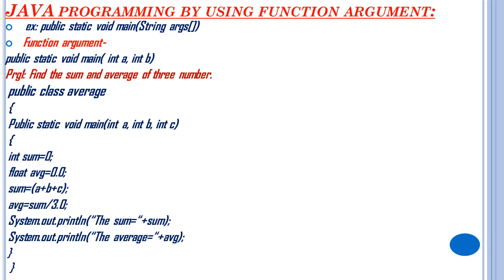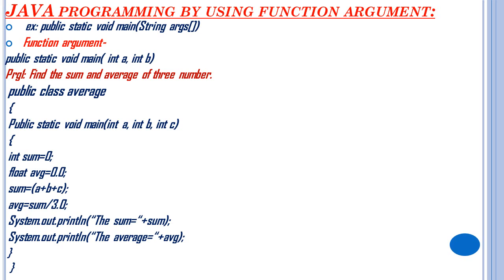And you are going to calculate the sum, right? Sum equals a plus b plus c. Average equals sum divided by 3.0. Instead of that you can write int sum equals 0 and int average equals 0. Sum equals a plus b plus c, average equals sum divided by 3. That also you can write.